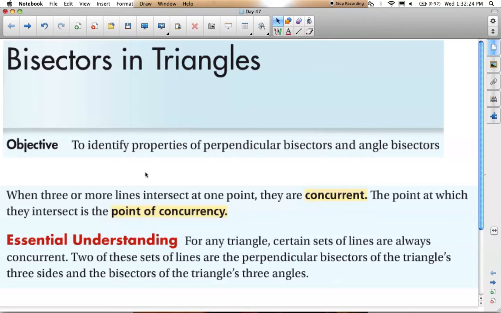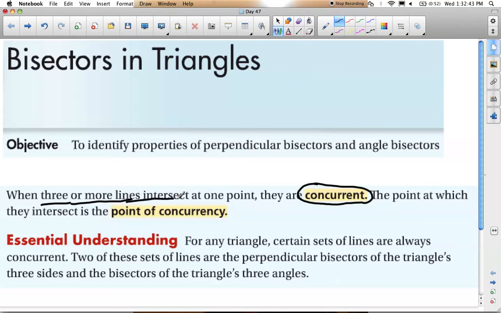Things you need to take note of is the definition of concurrent and point of concurrency. So you have to know what concurrent means, so you want to write that definition down, which is where three or more lines intersect. Okay, that means concurrent. And when you have three or more lines that intersect, it's called the point of concurrency.